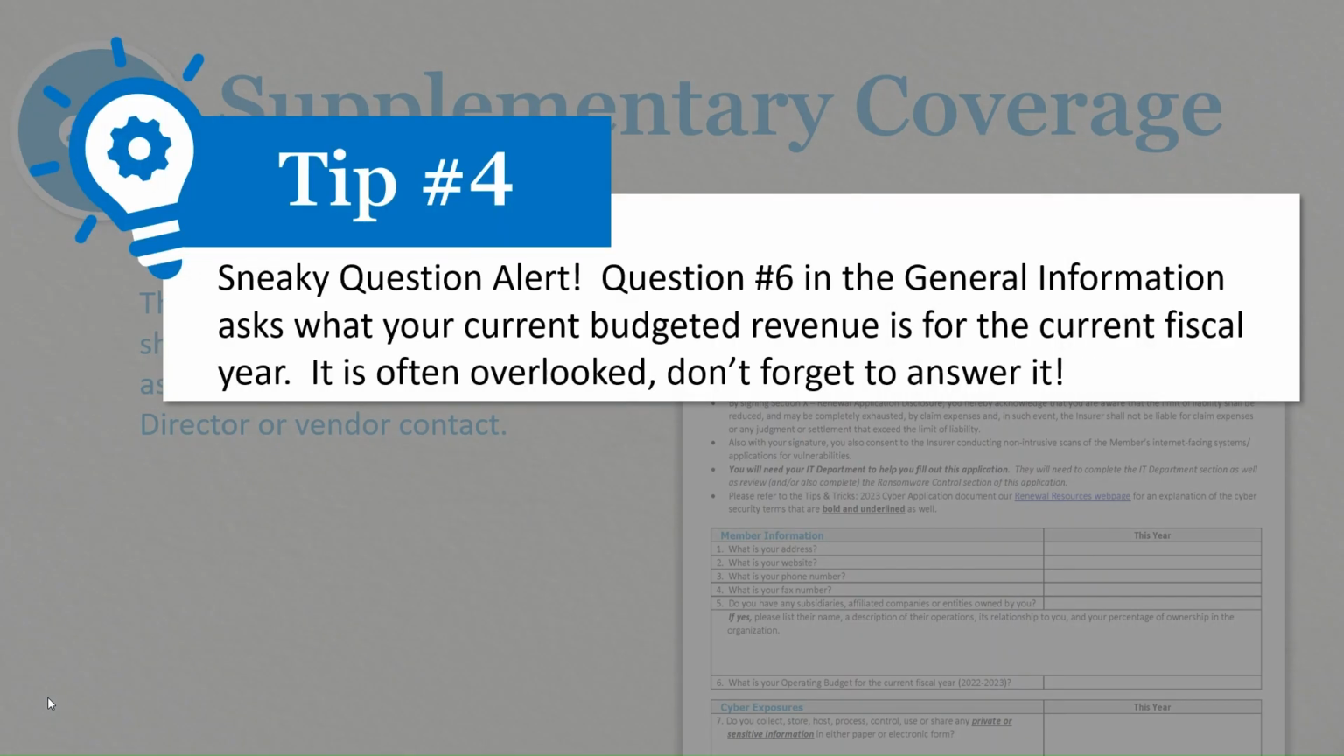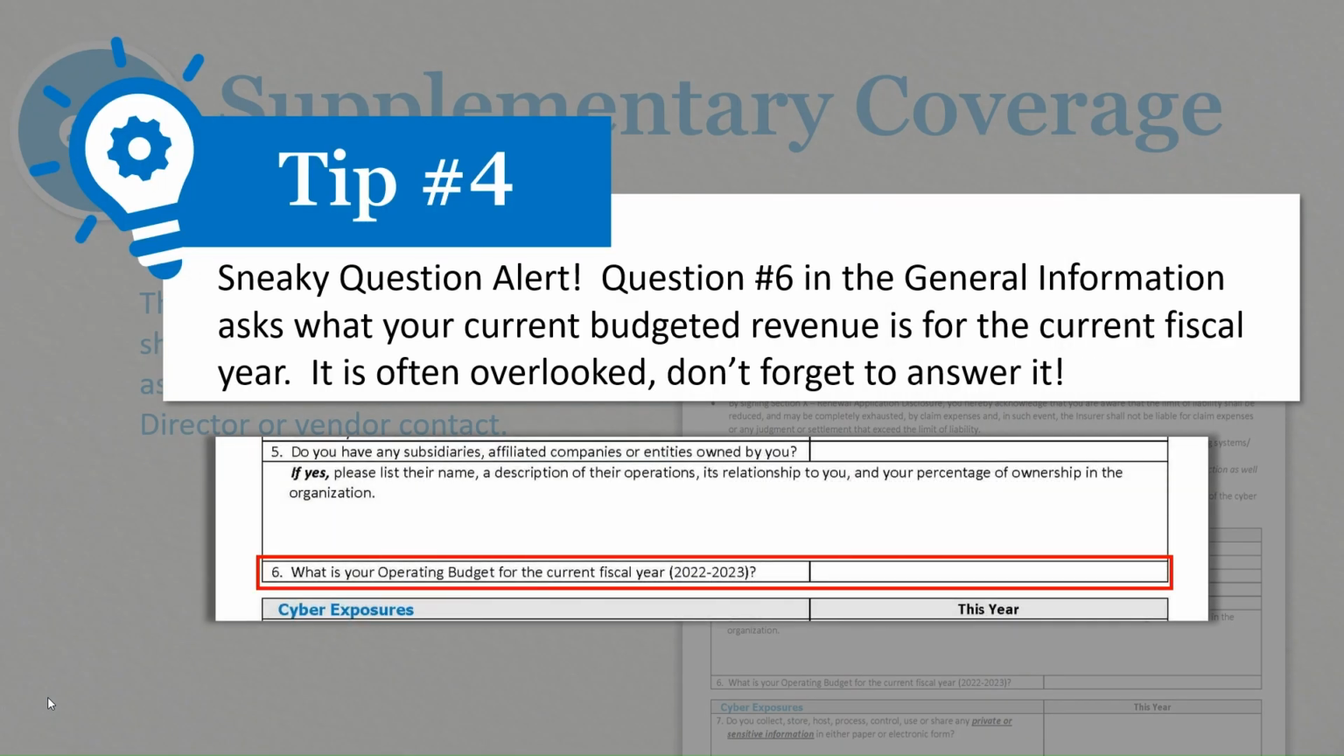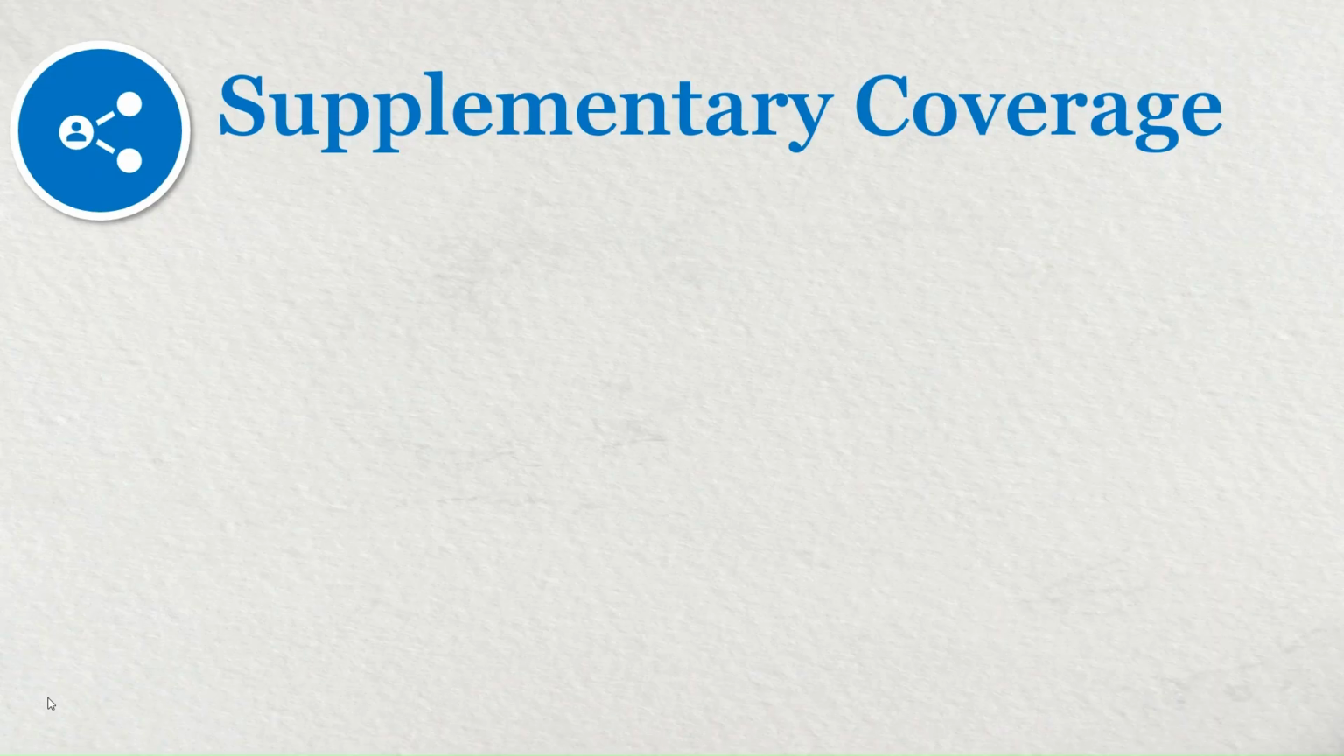Tip number 4. Sneaky question alert. Question number 6 on the general information asks what your current budgeted revenue is for the current fiscal year. It is often overlooked. Don't forget to answer it.